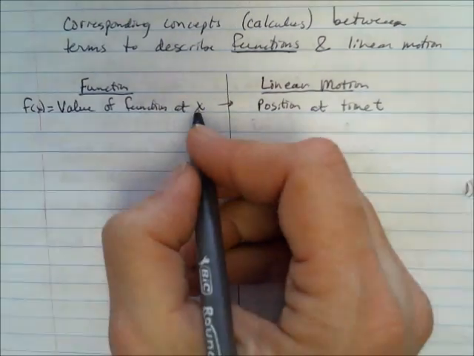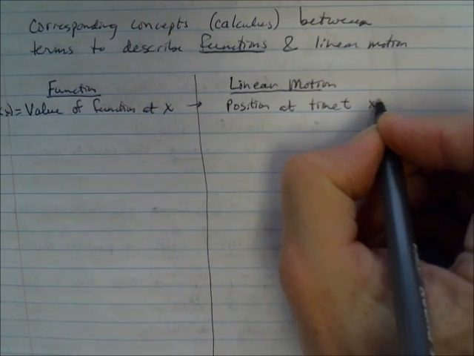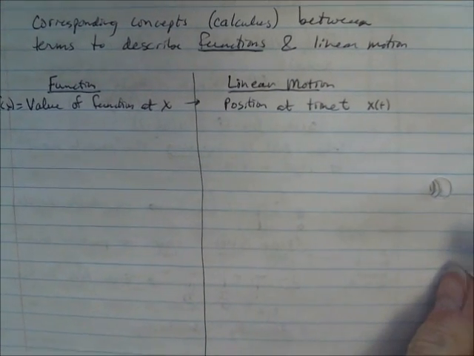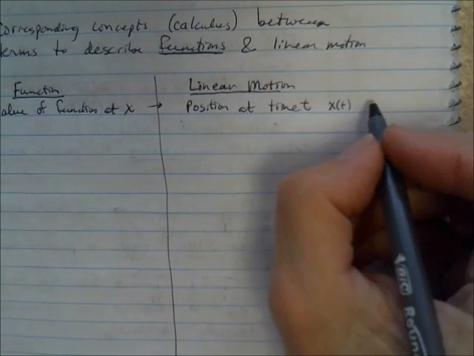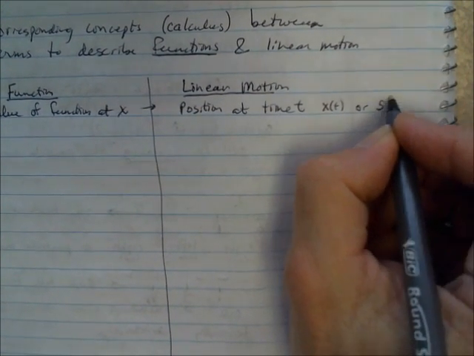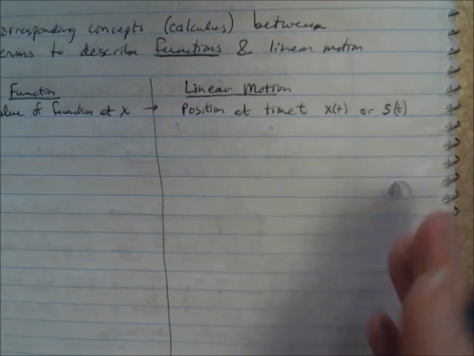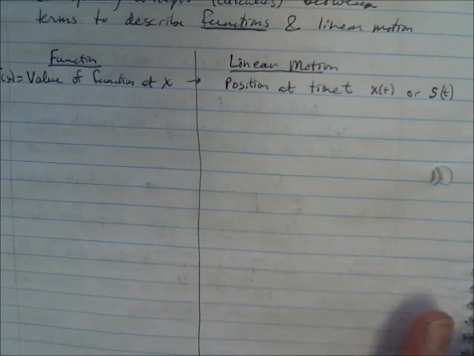T is a variable here, x is the variable here. So oftentimes we either use x of t if we're talking about motion along the x-axis, or sometimes the position function is called the letter s. It looks like a 5, but this is the letter s of t. So t is the independent variable.